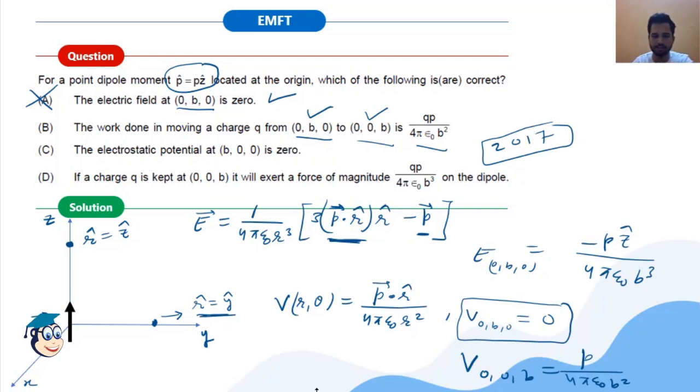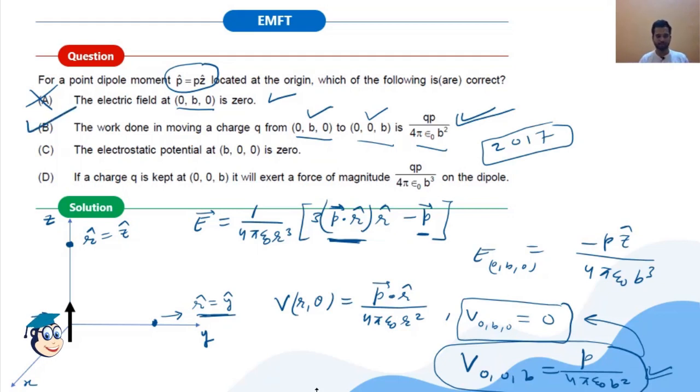And what is the amount of work done? Work done is nothing but charge into potential difference. So potential difference is this much quantity minus 0, times charge. When you multiply this potential by charge, you will get the same energy as mentioned in option B, Q times P over 4 pi epsilon naught b square. So option B is correct.